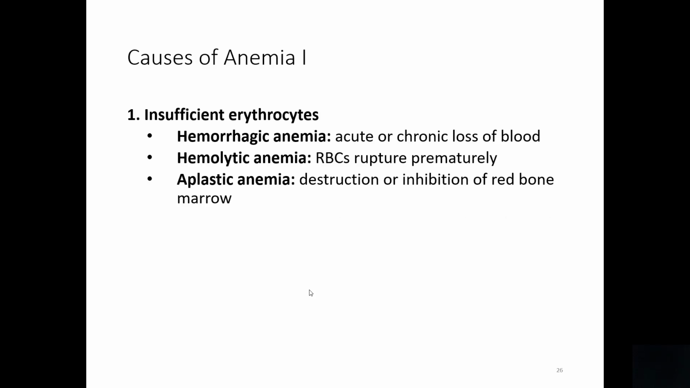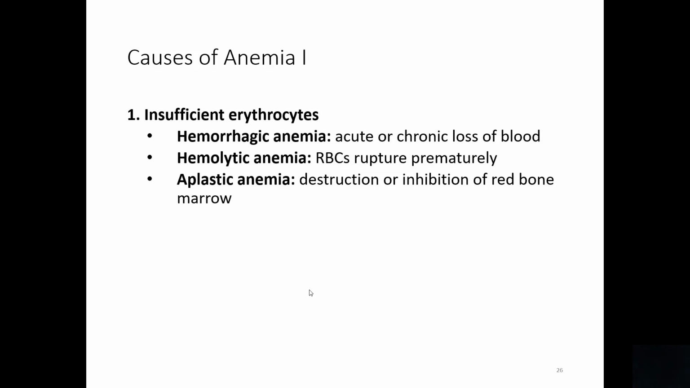What can cause anemia? First of all, an insufficient amount of erythrocytes, not enough red blood cells. What can cause that? First of all, of course, bleeding. Acute, when somebody has a wound, or chronic loss, for example, very heavy periods in women, and that is called hemorrhagic anemia.